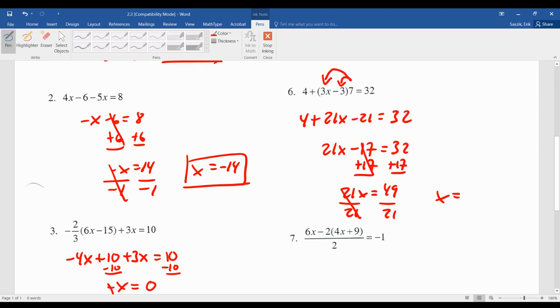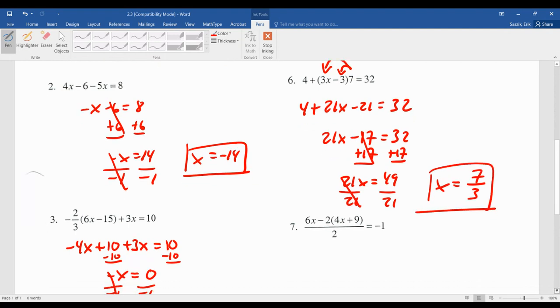Again, don't go to your calculator here. Just reduce the fraction to simplest terms. You can divide these, the numerator and the denominator, both by 7. 7 goes into 49 7 times. 7 goes into 21 3 times. And there's your answer.